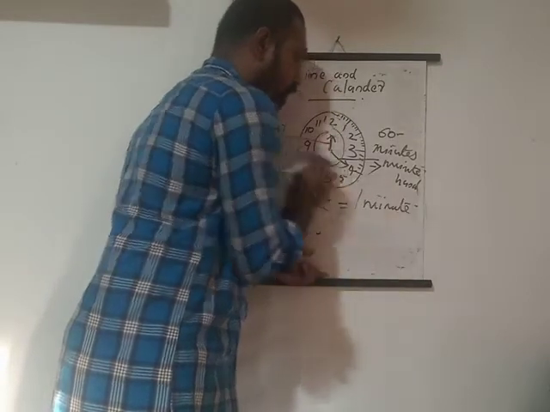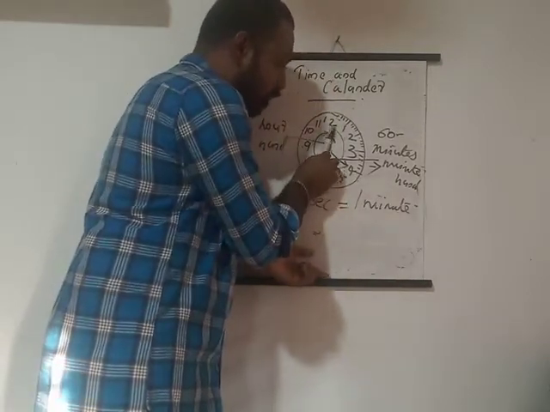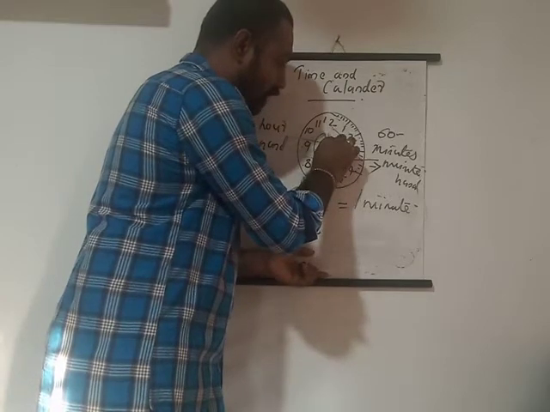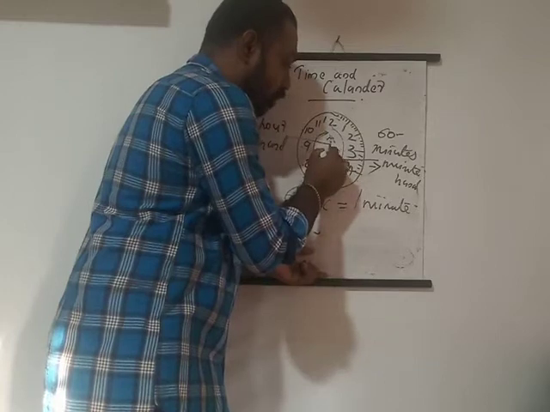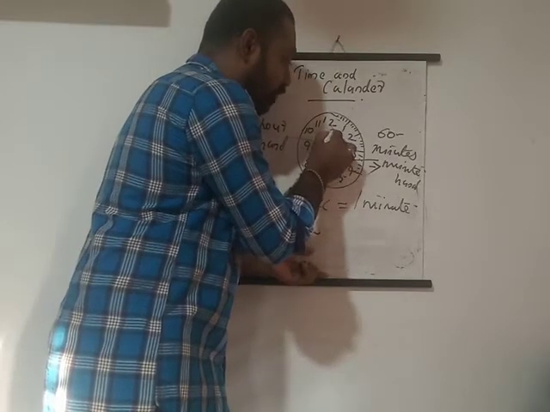1 minute. When the second hand moves this way and completes a revolution, then our minute hand, just imagine this is 12 o'clock, moves to 1 point.